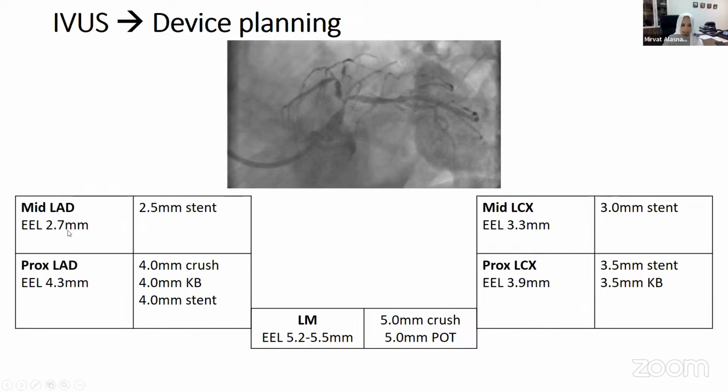So we got a mid-LAD EEL of 2.7. So that was the stent that we chose, 2.5. So remember, we downsize. Prox LAD 4.3. So we decided with a 4.0 stent, and we're going to crush and kiss with a 4.0 balloon. The circumflex, the EEL was 3.3, so we're looking at a 3 millimeter stent. Prox LCX 3.9, so again, we go down a size, and it's 3.5 for the stent and the kissing. And then likewise, in the left main, we're looking at 5.2 to 5.5, so we know we're definitely above 5 here. So we're going to look at a 5.0 crush and 5.0 balloon to POT.